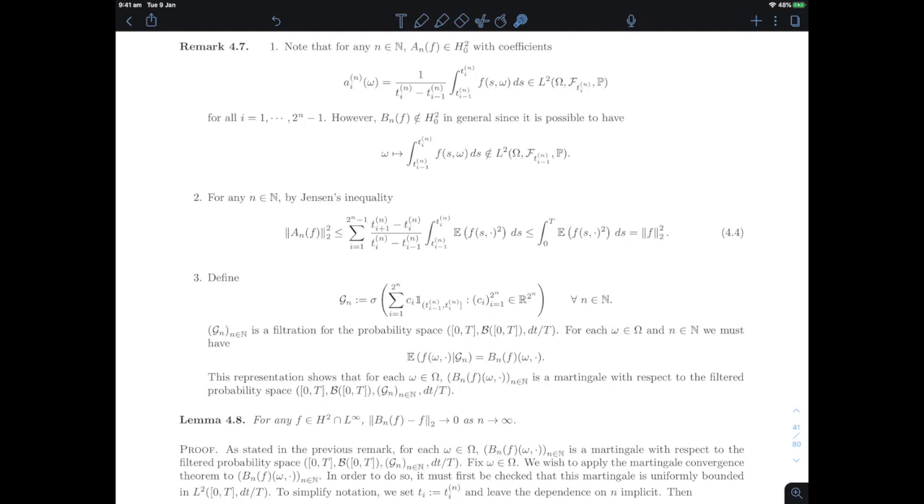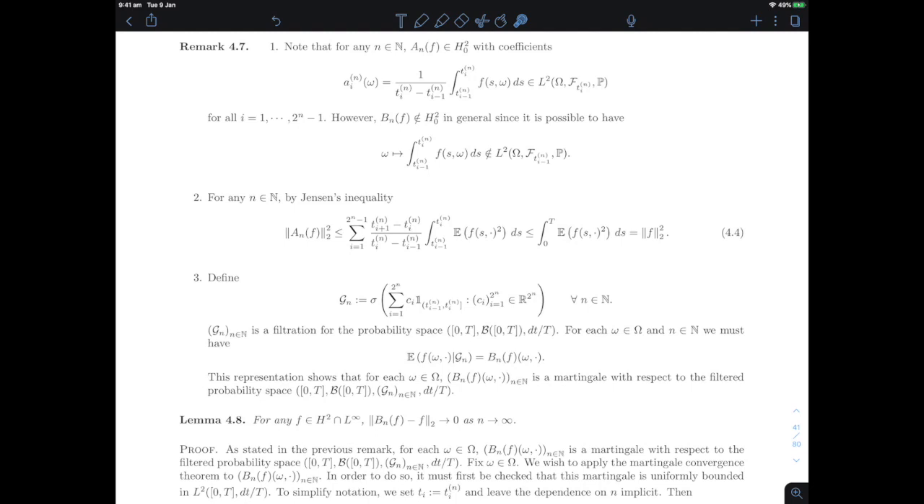Well, remember that uniformly bounded in L2 implies uniform integrability. So we're going to be able to upgrade certain convergence from pointwise, from almost sure, to convergence in L1, thanks to this uniform integrability. So these are all the ideas of the proof, and now we're going to have to prove two lemmas. First of all, we're going to prove Lemma 4.8. We're going to prove the convergence of the Bn of F back to F. So Bn is a good approximation.